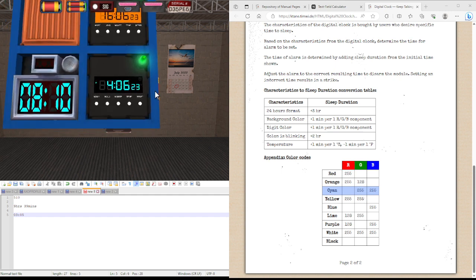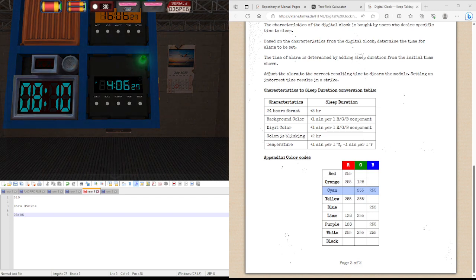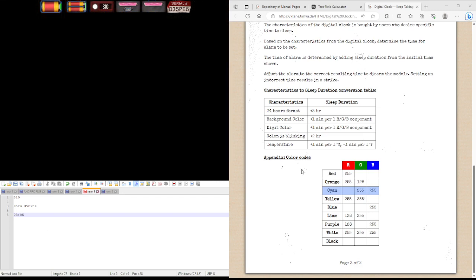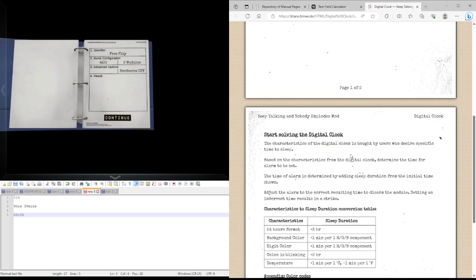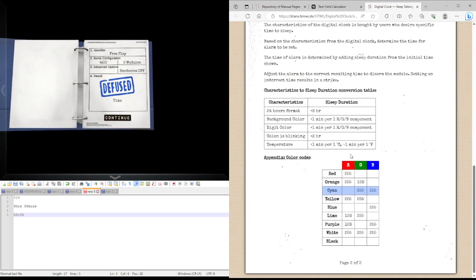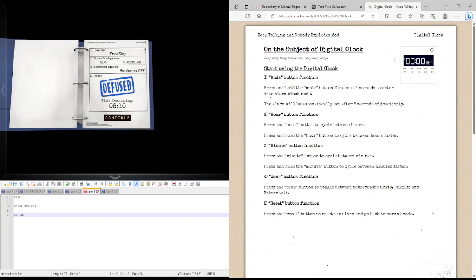There we go. So I was wrong there. It actually stays in 12-hour mode, but you still have to input it as PM or AM if you have a past lunchtime time. But that was digital clock.